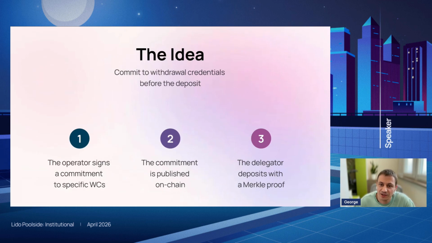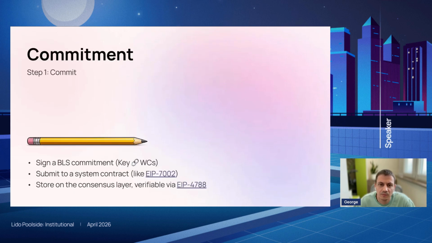First, the node operator signs a commitment to specific withdrawal credentials. Then the commitment can be published on chain. And finally, the delegator deposits safely with a Merkle proof of this commitment. And that's pre-registration. Let's take a closer look.